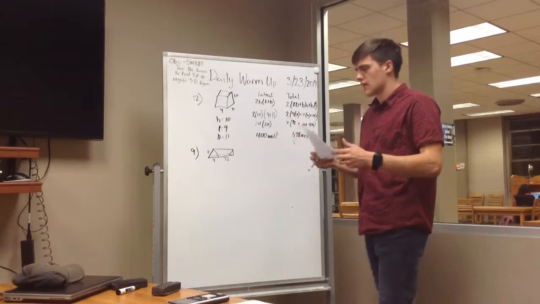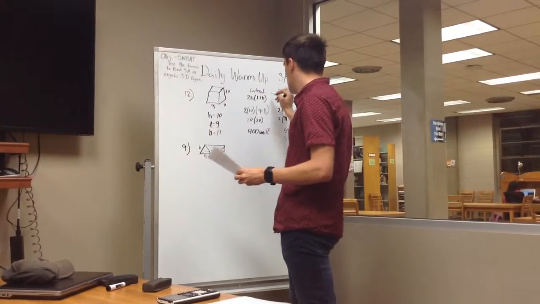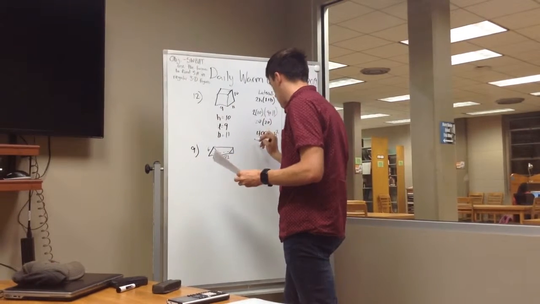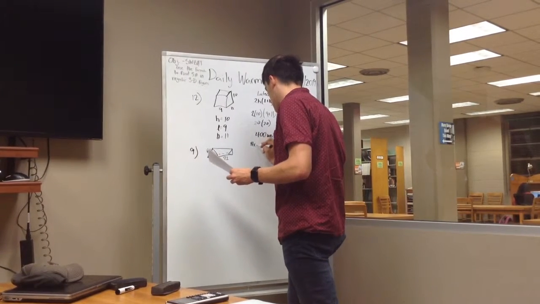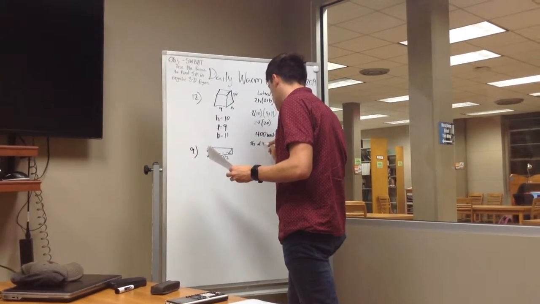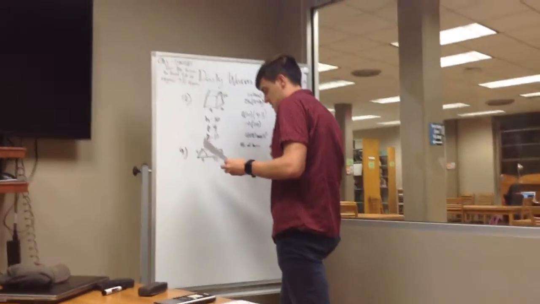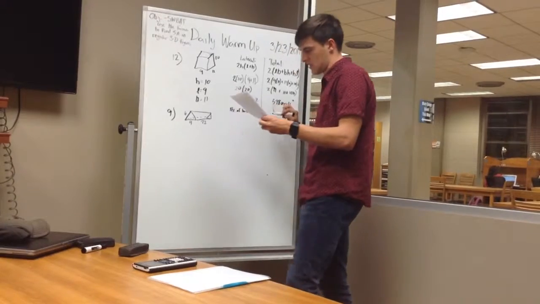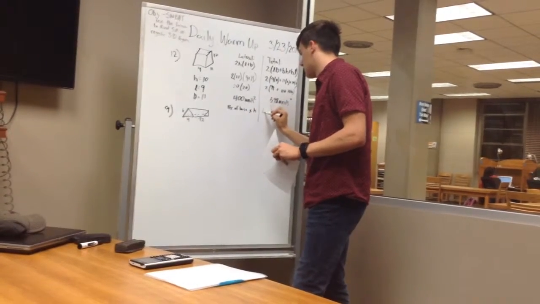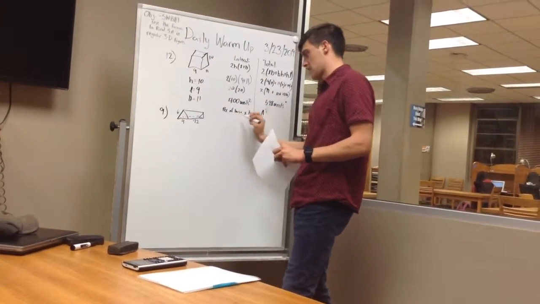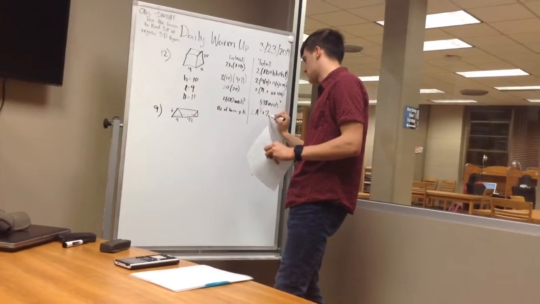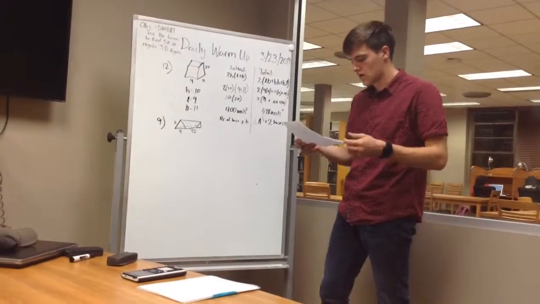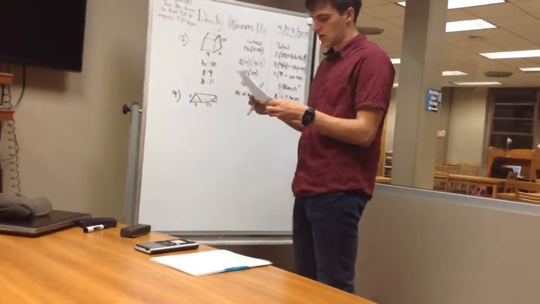Alright, so that being said, what is the formula again for lateral and total? Lateral is the perimeter of the base times the height, and then total is that plus the 2 bases. Perfect, great job.